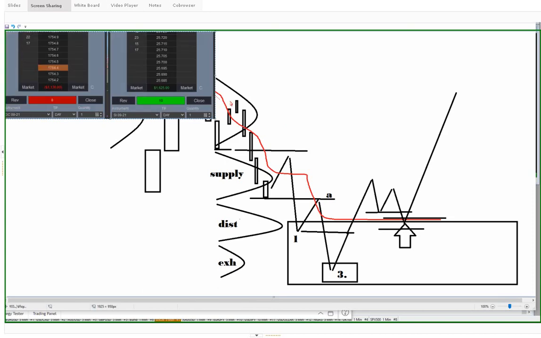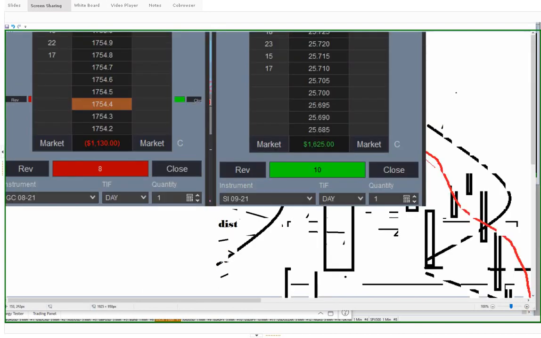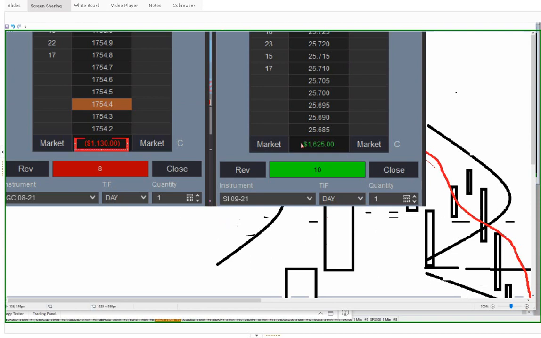So we've popped that spread on, and you can see early days on the spread so far. We're doing okay. We've got an $1,100 loss on gold, but we've got a $1,600 profit on silver. So we're making about 500 bucks on this spread at the moment. That's okay. It's a decent start to the spread.